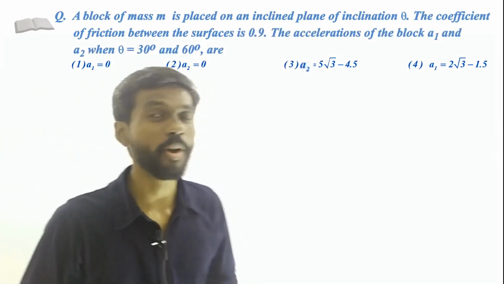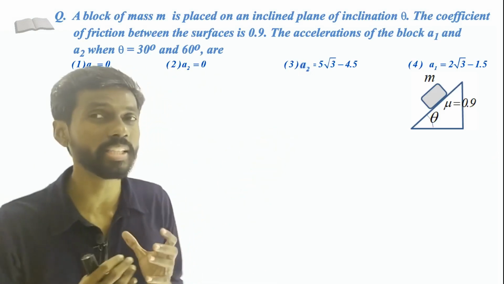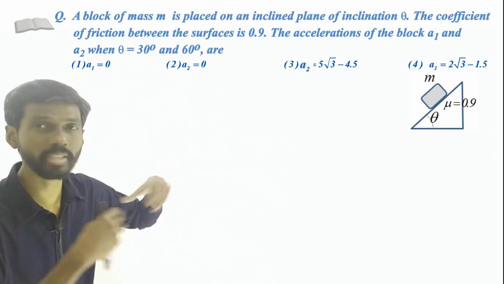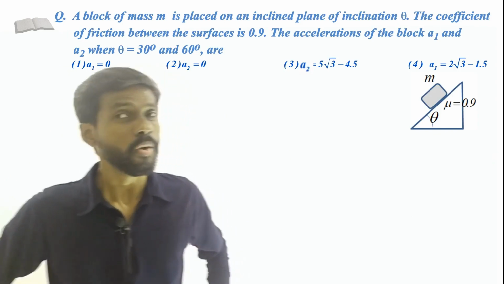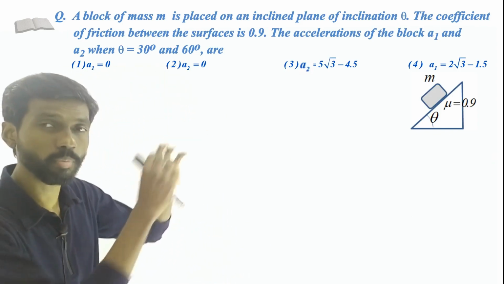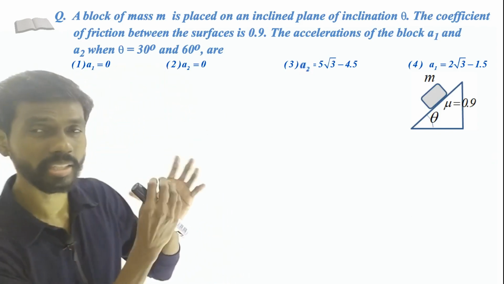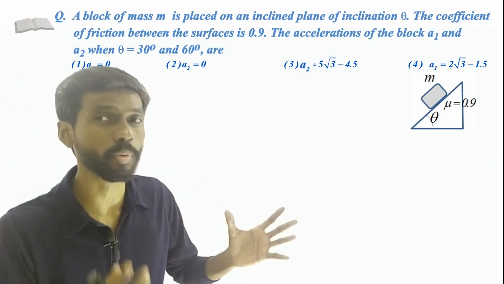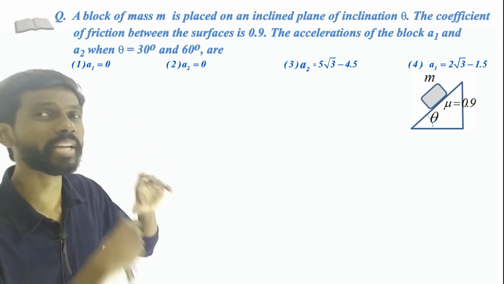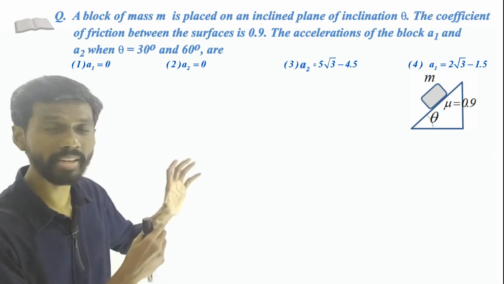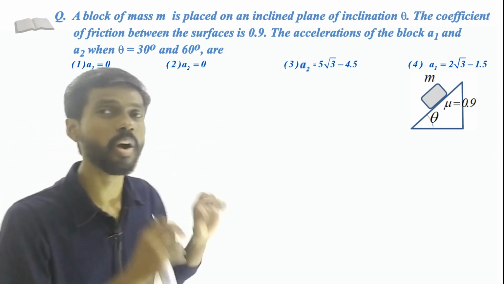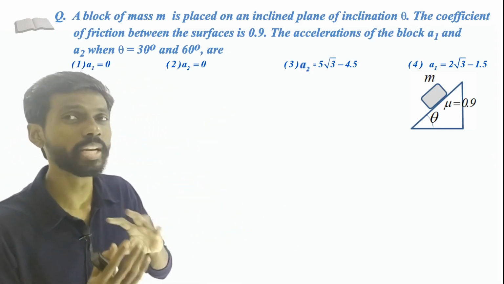Here a block is kept on an inclined plane. We have to find the accelerations of this block in these two cases, when theta is 30 degree or 60 degree. We know that the object slides only when this angle theta is more than the angle of repose. So if theta is more than alpha, then the object will slide, otherwise it will stay in that position only. Let us see whether this angle is more than or less than alpha.